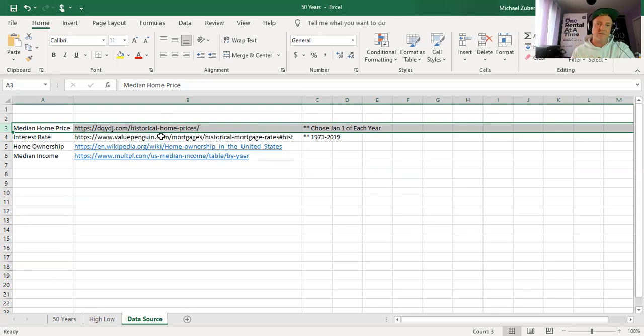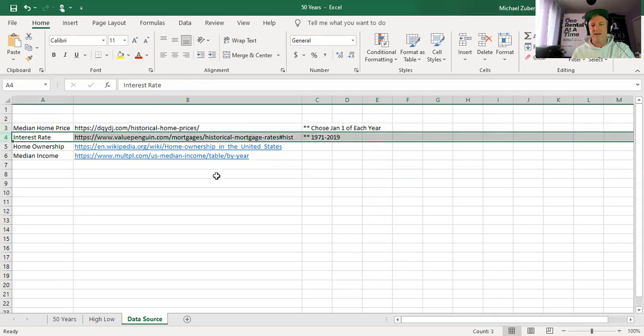It's all yours. Where I got the interest rate data: notice this data was only 1971 to 2019. I had to go back and uniquely search 1970 and 2020. Home ownership came from a Wikipedia site. Median income came from here. So again, I did the best I could. If my data is different than yours, it's probably the source of data.